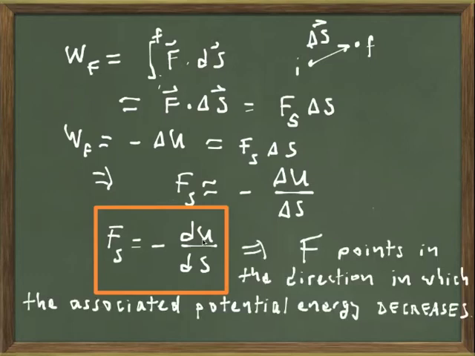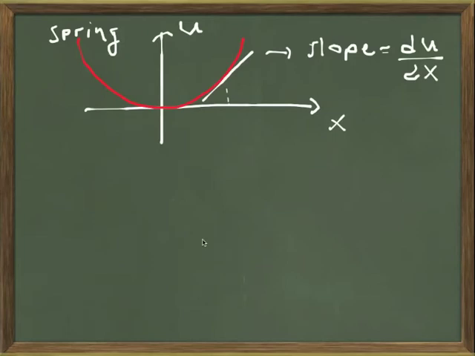So another way to say what I just said is that F points always in the direction in which the associated potential energy decreases. If dU/dS is negative, meaning U is decreasing, F is positive. So that's the direction in which F is going to point. Let me show you that with the spring case. The potential energy of a spring is like this, right? It's 1/2 k x squared. That's the potential energy, a parabola.